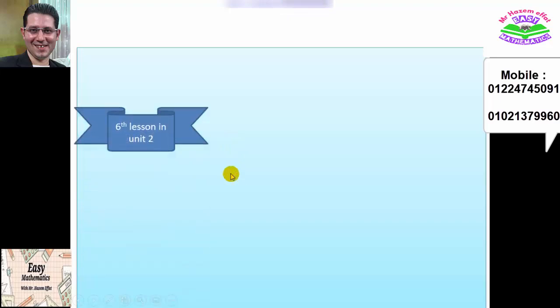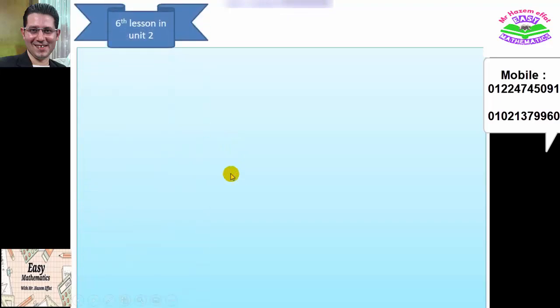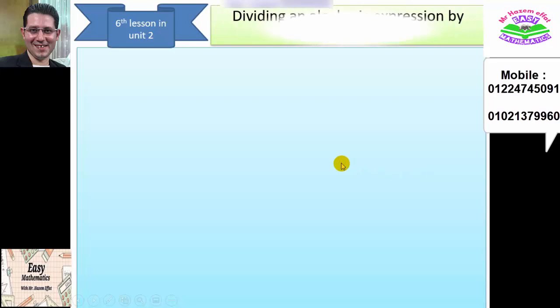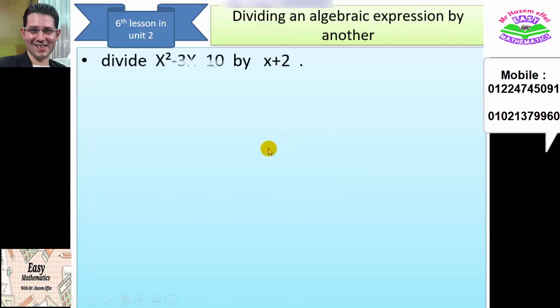Today we're going to talk about the sixth lesson in Unit 2: dividing an algebraic expression by another. Pay attention, it's me. In this lesson, we are asked to divide the algebraic expression x power 2 minus 3x minus 10 by the algebraic expression x plus 2.